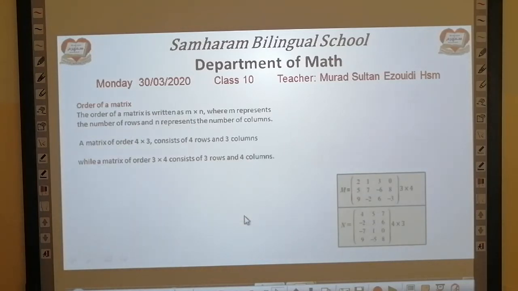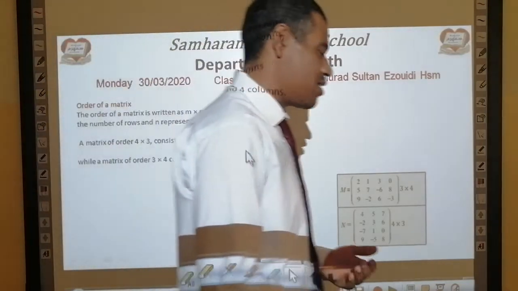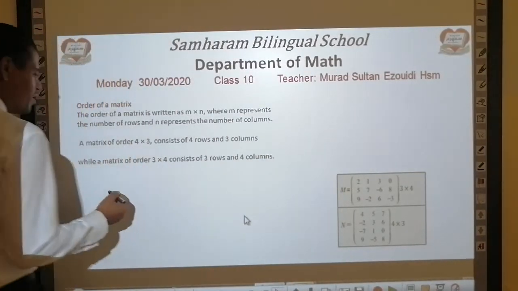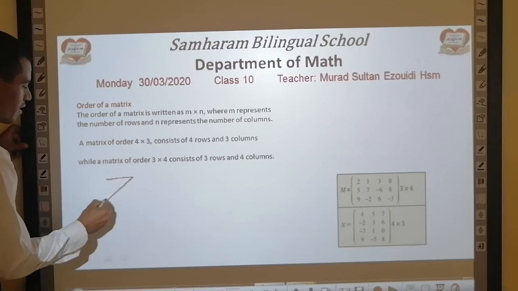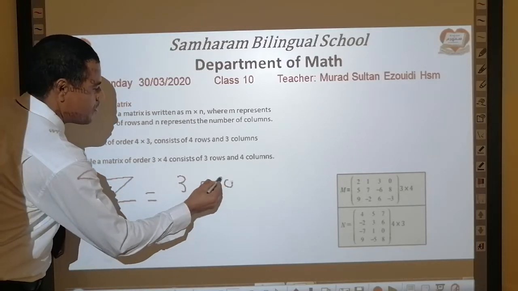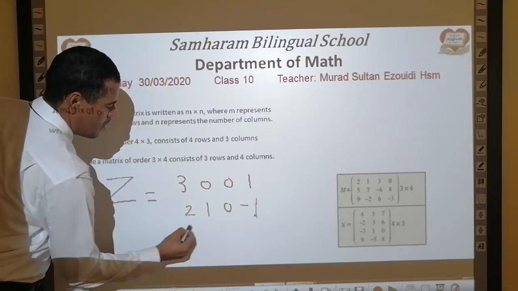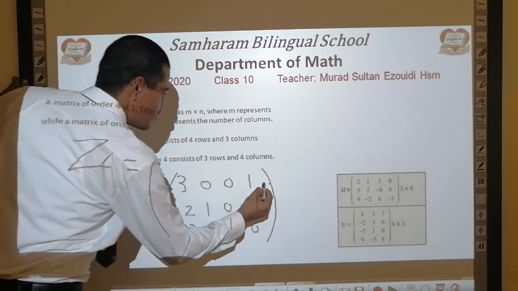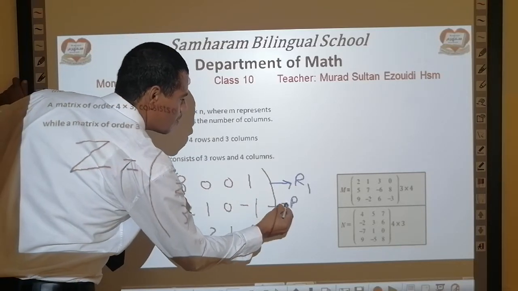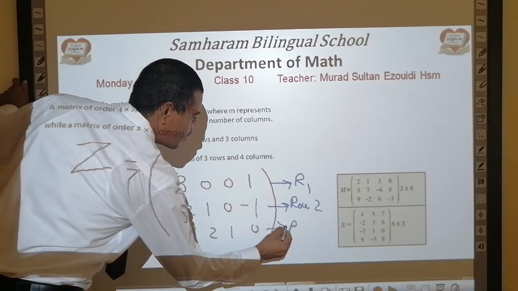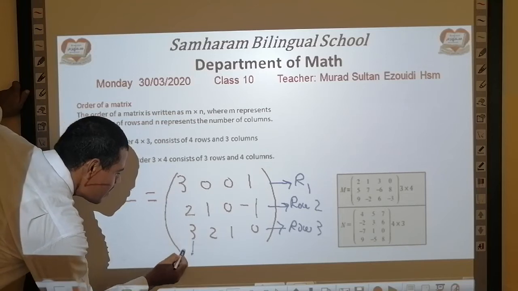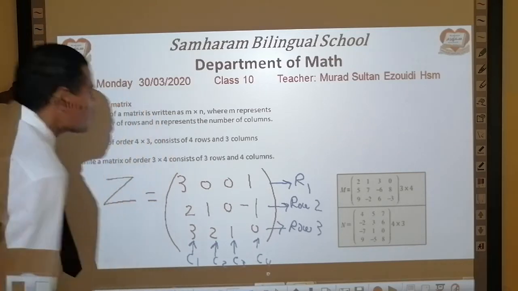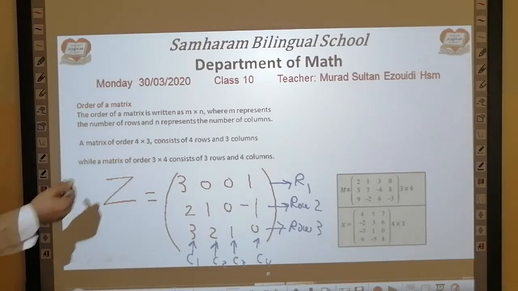Okay, the next. Now let's move to the order. What is the order? I gave you a slight idea about the order of a matrix. So, for example, Z is a matrix: 3, 0, 0, 1, 2, 1, 0, negative 1. Okay, this is a matrix, my kids. How many rows? This is row number 1, row 2, and row 3. And here, the number of columns: this is C1, C2, C3, and C4.